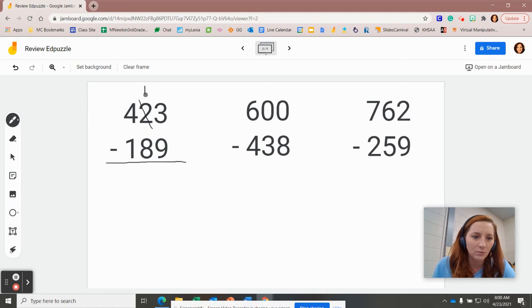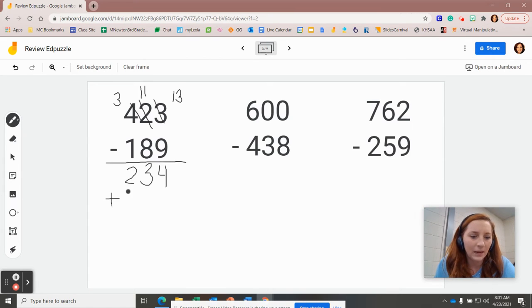My 2 becomes a 1 because I took 10 from it. My 3 becomes a 13. 13 minus 9 is 4. 1 minus 8 is, got more on the floor. I got to go next door. My 4 becomes a 3. My 1 becomes an 11. Good, because 10 plus 1 is 11. 11 minus 8 is 3. 3 minus 1 is 2.